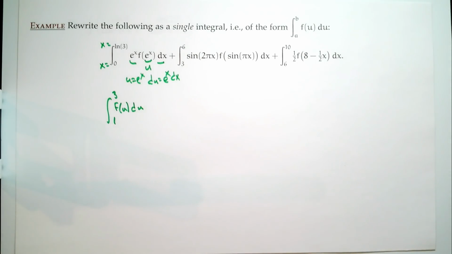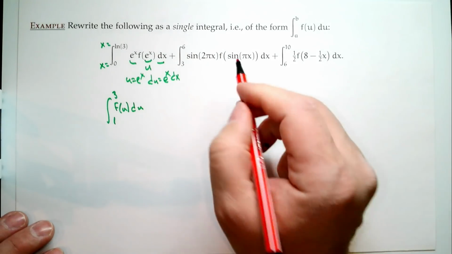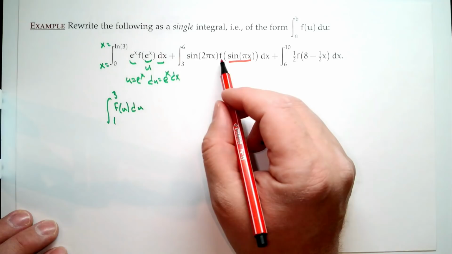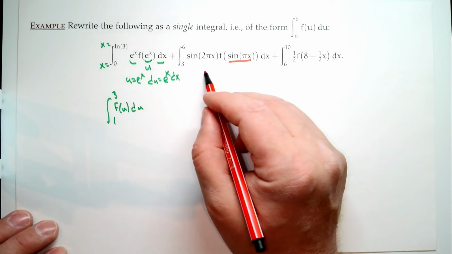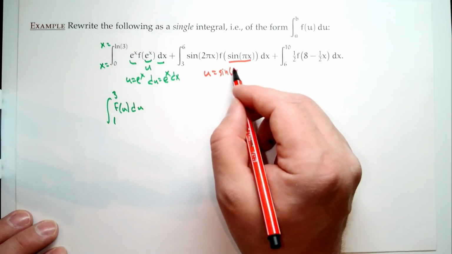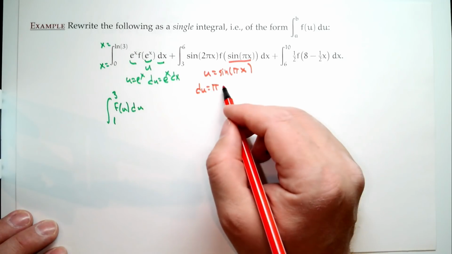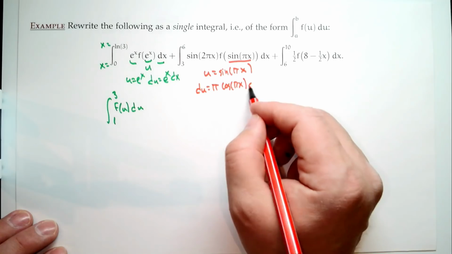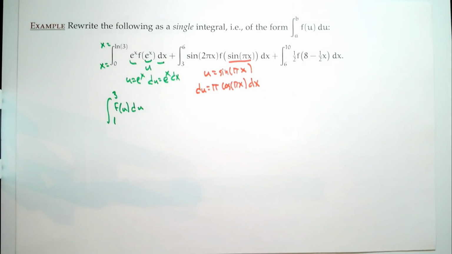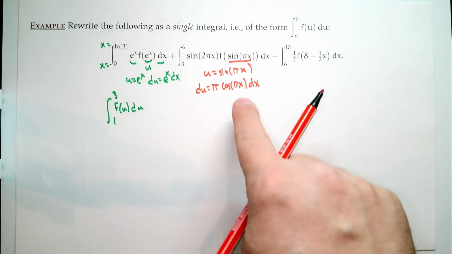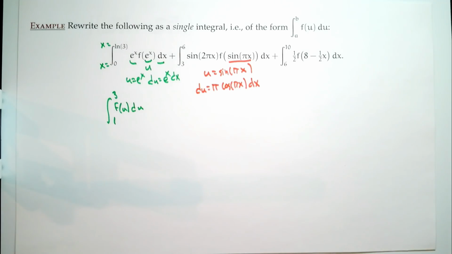Let's do the second integral. On the second integral, we're pretty much told what to do, because I need to have a function of u. So there's our u, sine of pi x. Well, du will become pi cosine pi x. And now I'm in trouble, because I don't have a cosine pi x. I have sine of 2 pi x. So here's a case where a little bit of trig knowledge is a good thing to have. So what's another way to write sine of 2 pi x?